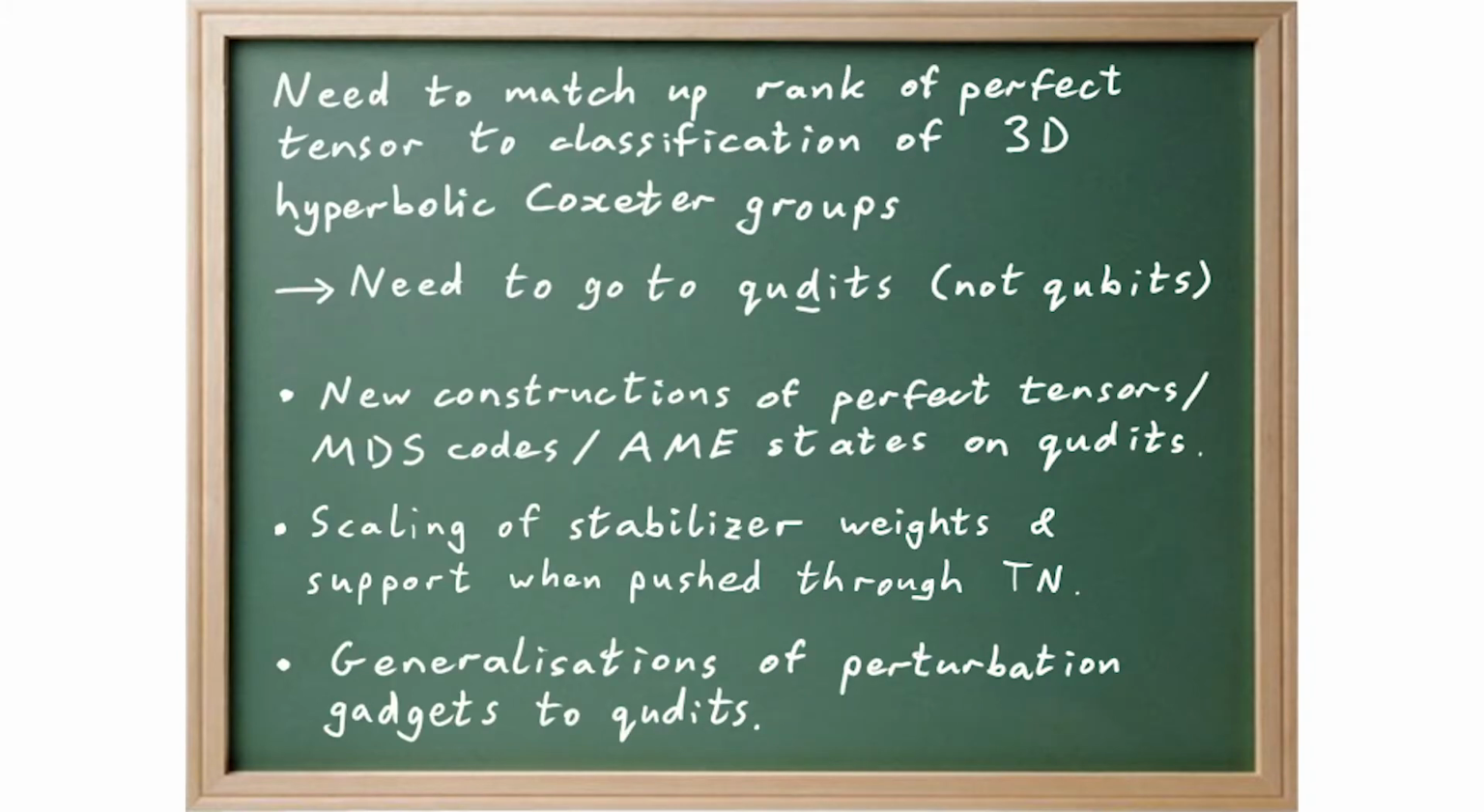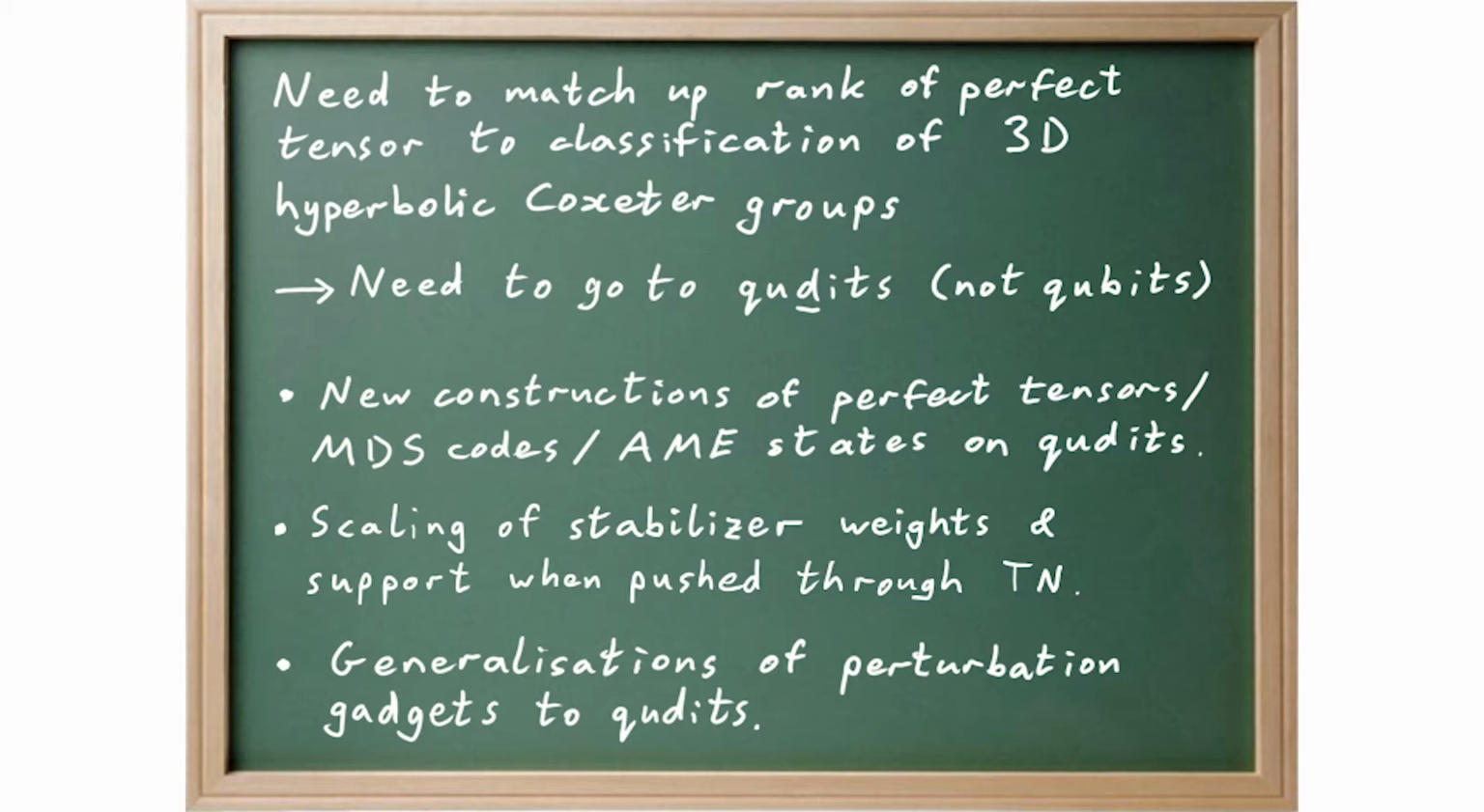And of course, it's unfortunately not quite that simple. So we need to match up the rank of the tensors to the classification of 3D hyperbolic groups. They don't exist in all possible cases; there's a classification, at least in 3D, of most of these. We need to match up the tensors we construct. The qubit ones just don't exist, so we have to go to qdits. Most of the mathematics hadn't been done in other papers for qdits, so we had to prove those things first.